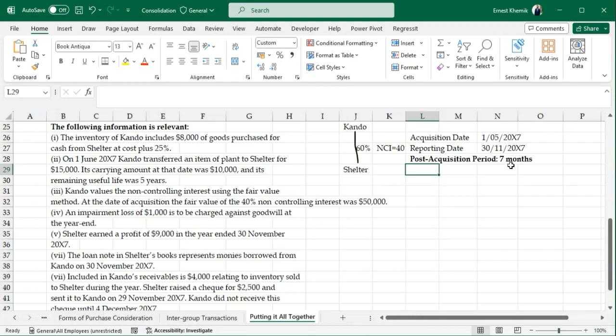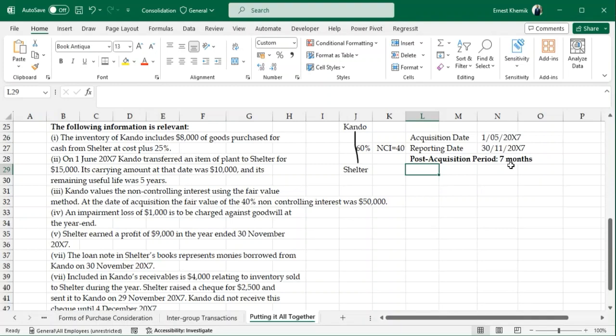So whenever there is a mid-year acquisition, we adjust all items that are coming from the statement of profit or loss. We adjust them for the period between the acquisition date and the reporting date only.